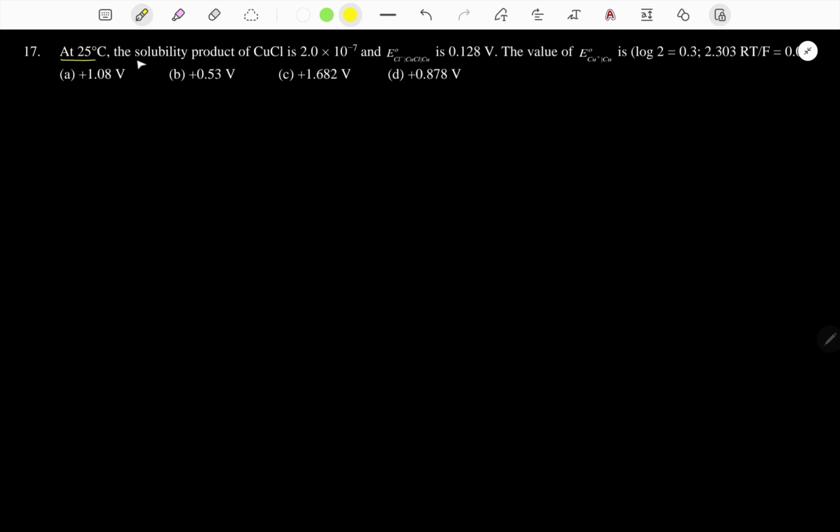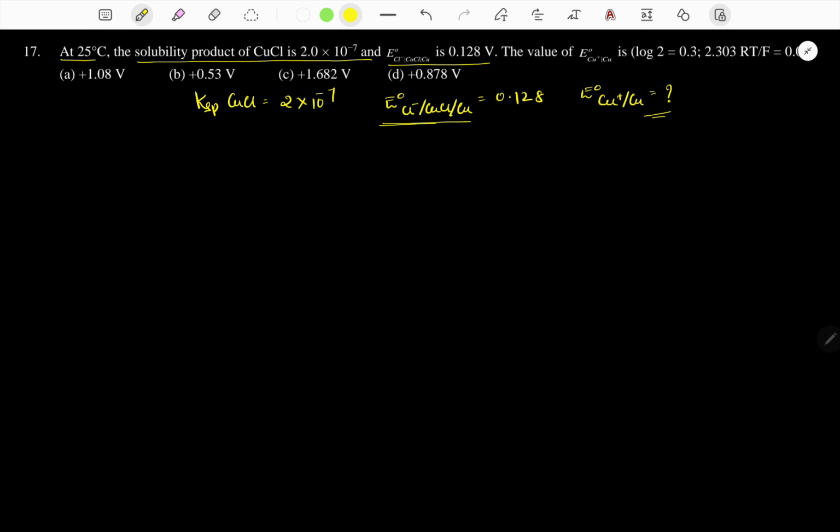At 25 degrees Celsius, the solubility product of CuCl is given, Ksp of CuCl equal to 2 into 10 power minus 7, and E naught of the corresponding cell, E naught of Cl minus | CuCl | Cu, equal to 0.128. E naught of Cu plus 1 to Cu is what they are asking. E naught of this electrode is given, and E naught of this electrode we have to find out.